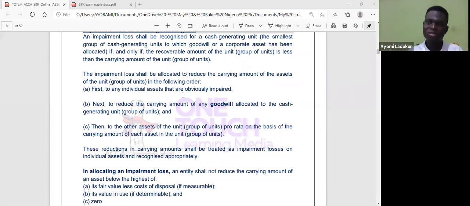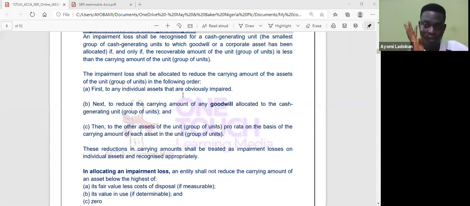You can also say a patent that has a carrying amount of 20 can only be sold for 10. Did you see that? It has a carrying amount of 20 in my books, but I can actually sell it for 10. That is obviously impaired. So I go there, I reduce it from 20 to 10. So you just follow through the instruction in the question. So out of my 150, I allocated 30 the other time, and I allocated 10.